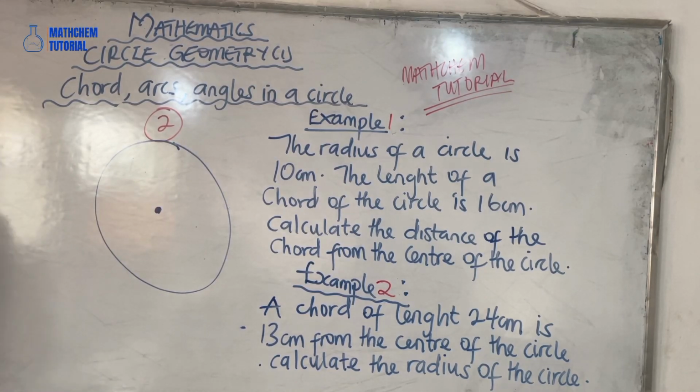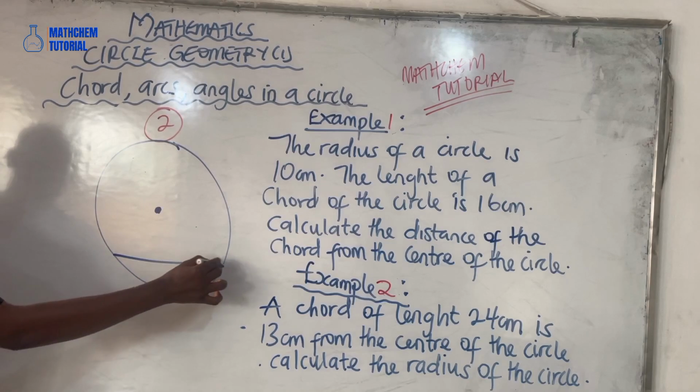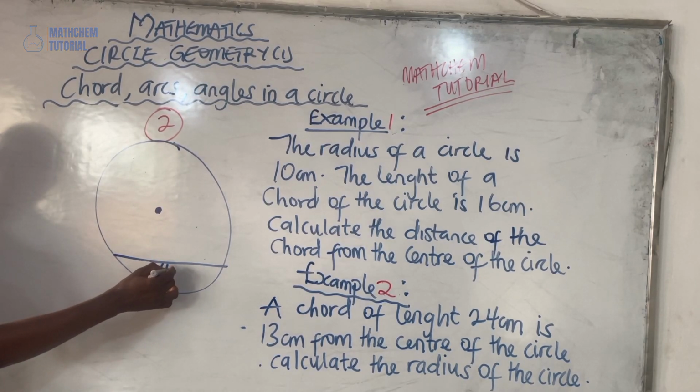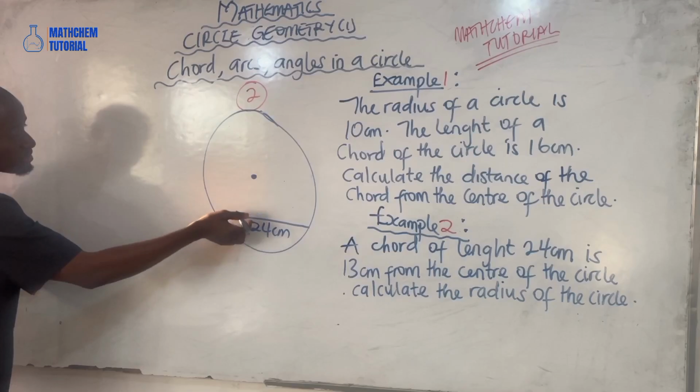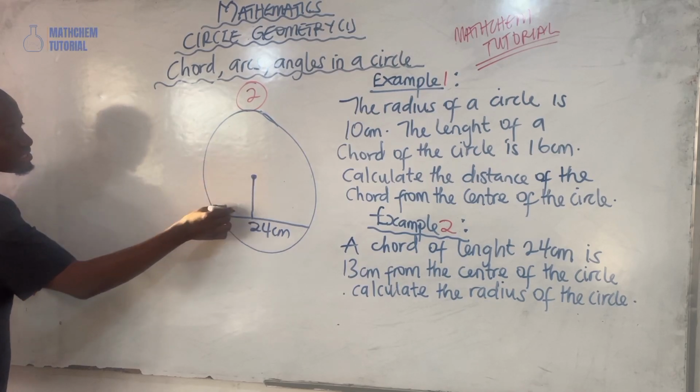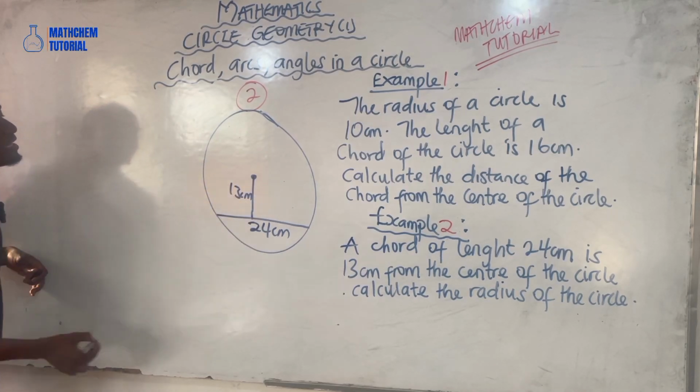Then example 2 says, a chord of length 24 centimeter is 13 centimeter from the center of the circle. Let me read the question again, which says a chord of length 24 centimeter. Let me take my chord again. The chord is what? 24 centimeter, like this. So now it said it is 13 centimeter from the center of the circle. From the center is 13 centimeter. That is what they are saying.